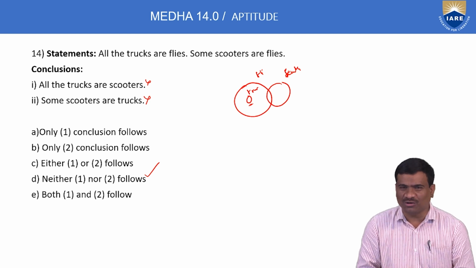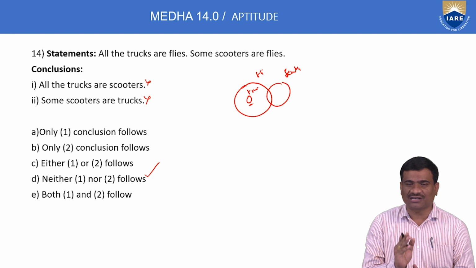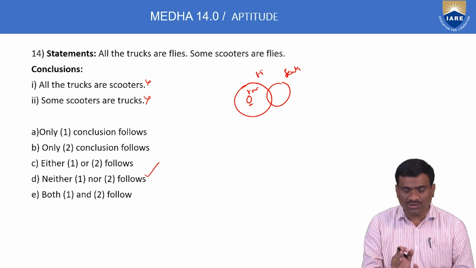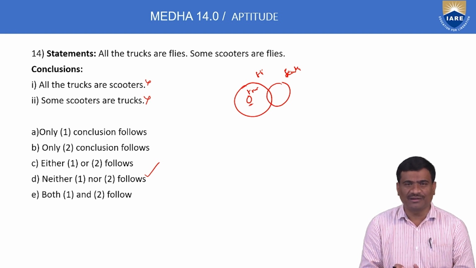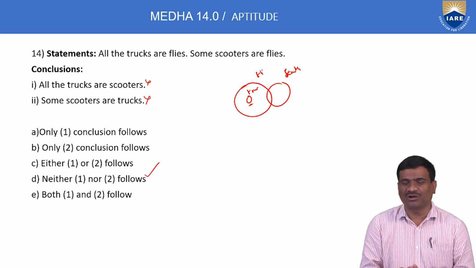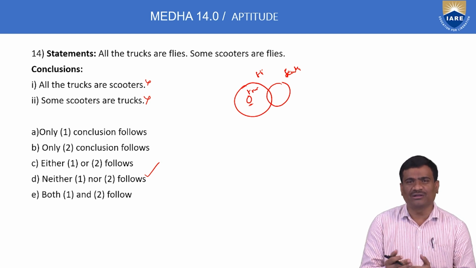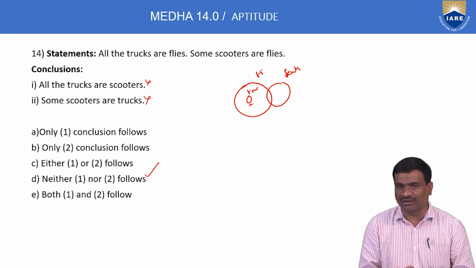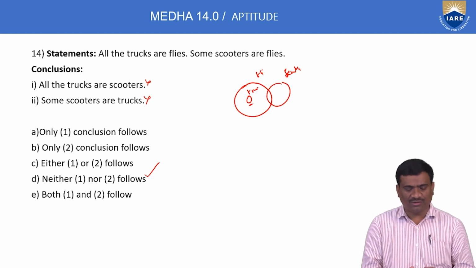The second possibility is not given. Suppose if conclusion number 1, no truck is a scooter, that statement is given, then select the option either 1 or 2, that is not given. So neither nor, because the first one is exactly not correct, the second one again not correct. So the answer is neither nor only correct.